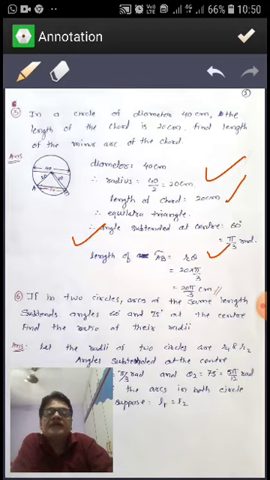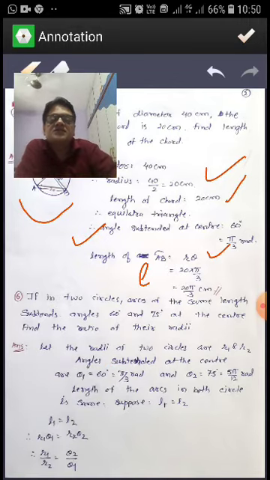Now we want to find length of the arc AB. So formula is theta is equals to L by R. Therefore L is equals to R theta. So R into theta, 20 pi by 3 centimeter, that is length of the arc. Now question number 6.